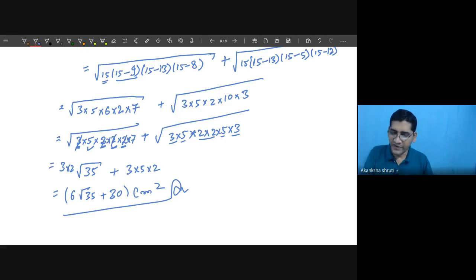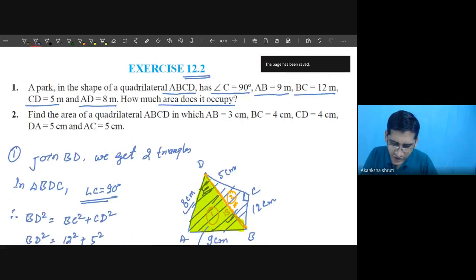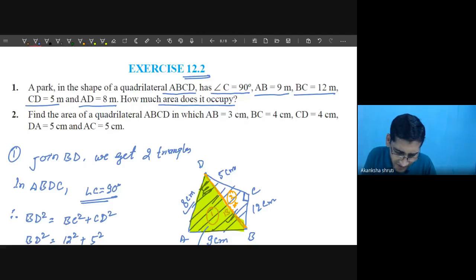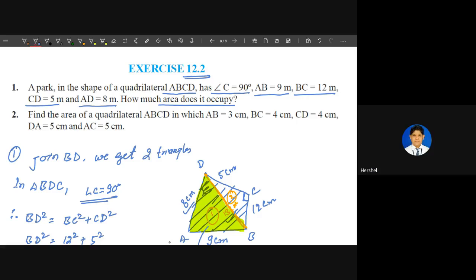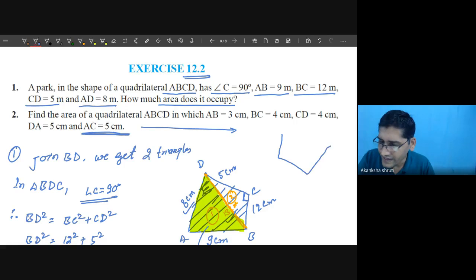Okay, so this way you have to do. I hope by applying the same technique, you can do question number 2 also, where a quadrilateral ABCD in which AB, BC, CD, DA, the 4 sides are given, and AC. Observe here, in this case, the diagonal AC itself is given to you. Okay. So for this, the figure is like this. So you just draw a rough diagram. Don't worry about what kind of shape. So this is for question number 2. I am giving you the hint.